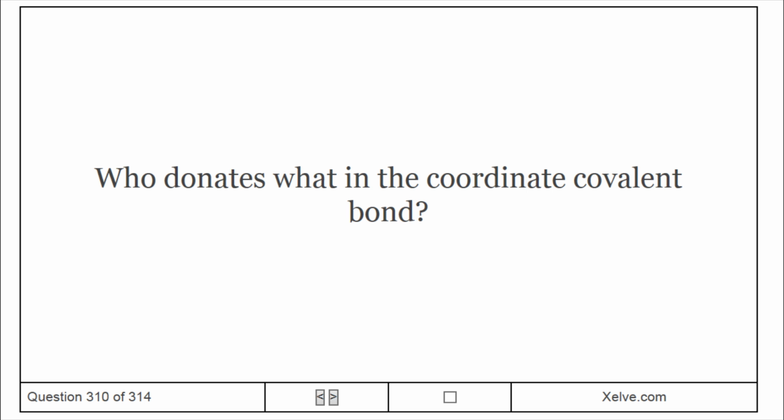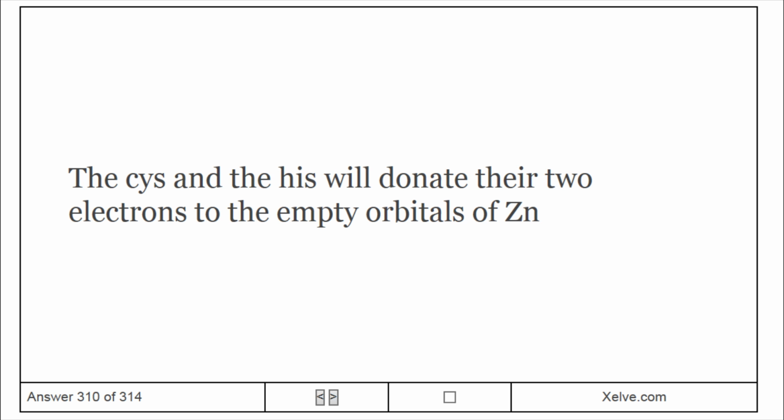Who donates what in the coordinate covalent bond? The cysteines and the histidines will donate their 2 electrons to the empty orbitals of zinc.